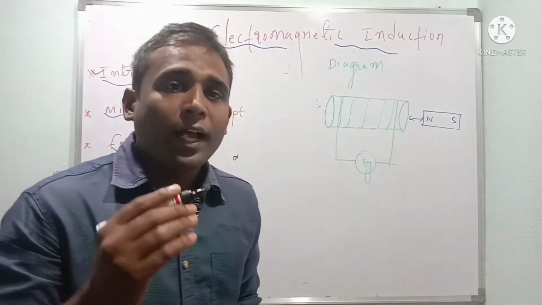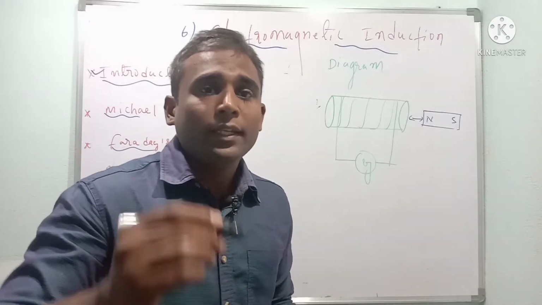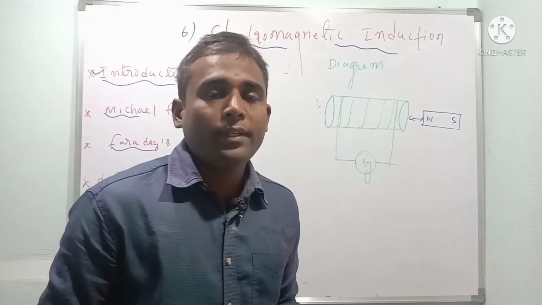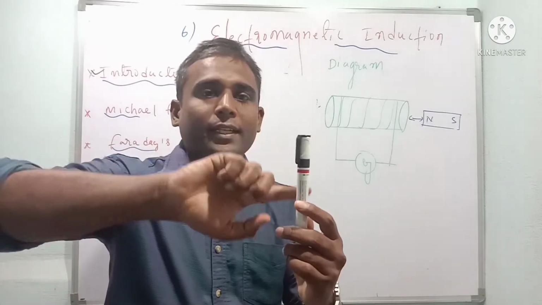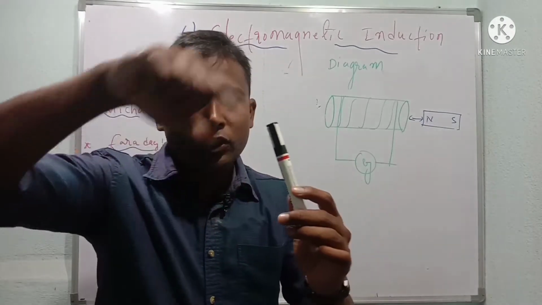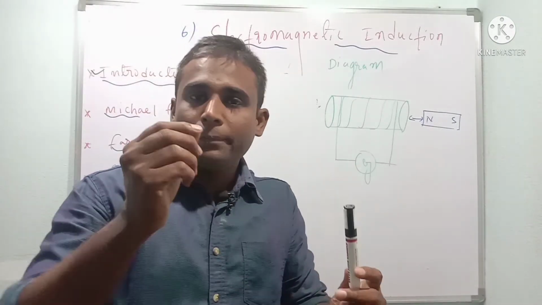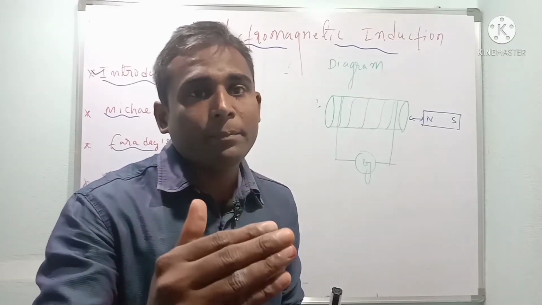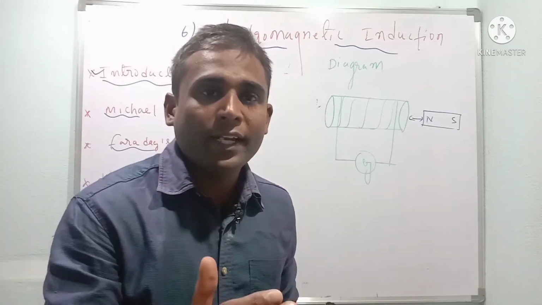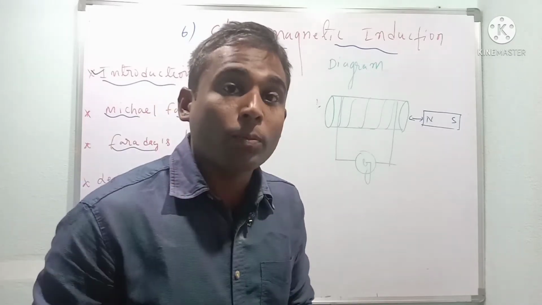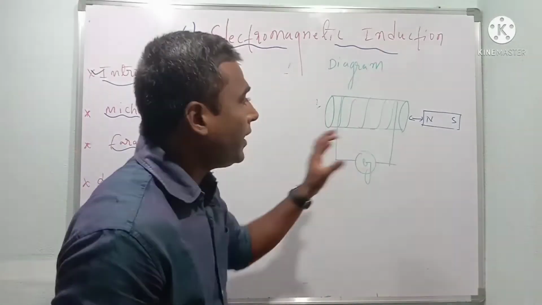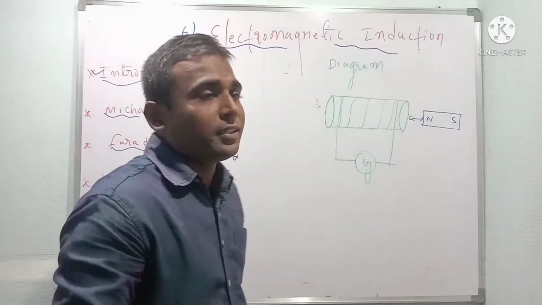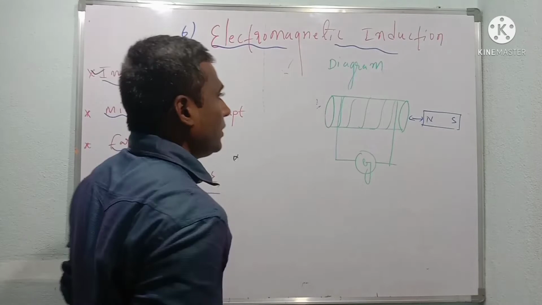Dear students, Hans Christian Oersted told that where there is a current, there will be a magnetic field. Suppose this is a current carrying conductor, around it a magnetic field is produced. But Faraday thought in reverse and got the Nobel Prize. He said that where there is a magnetic field, there will be an electric current. So let us understand electromagnetic induction.